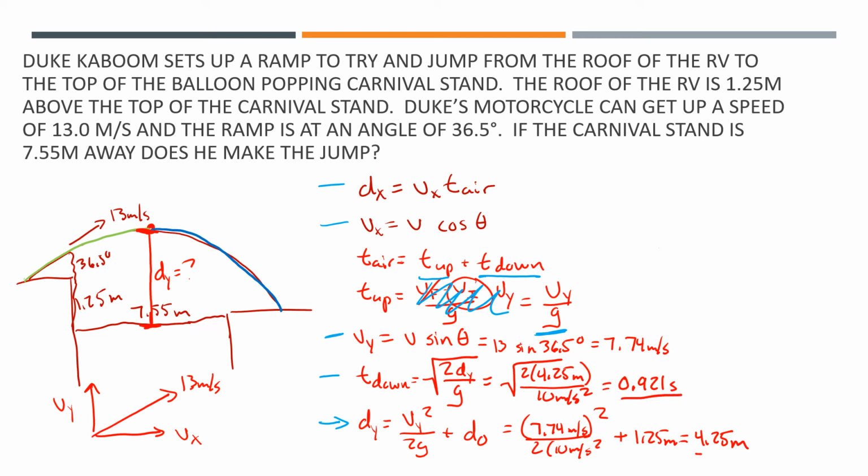So now we found the peak height, we found the time it takes to come back down, we found the initial y velocity. Well, now we can find the time it takes to go up, and that's going to be 7.74 meters per second divided by the 10 meters per second squared, and that's 0.774 seconds. So it's going to take 0.774 seconds to get to the top, 0.921 seconds to get back down. So the total time in the air is going to be 1.70 seconds.